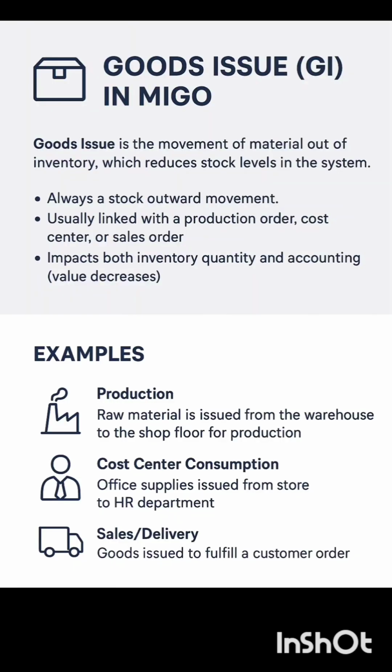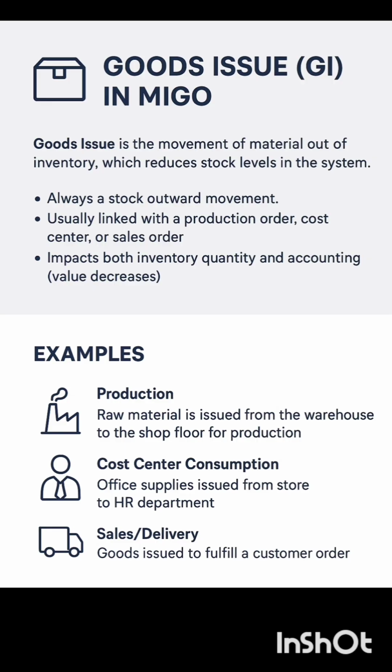One of the most important uses of MIGO is goods issuance. It is the movement of material out of inventory which reduces stock levels in the system, and it is always a stock outward movement. Usually it is linked with a production order, cost center or sales order, and it impacts both inventory quantity and accounting because the value of that stock decreases in the system.